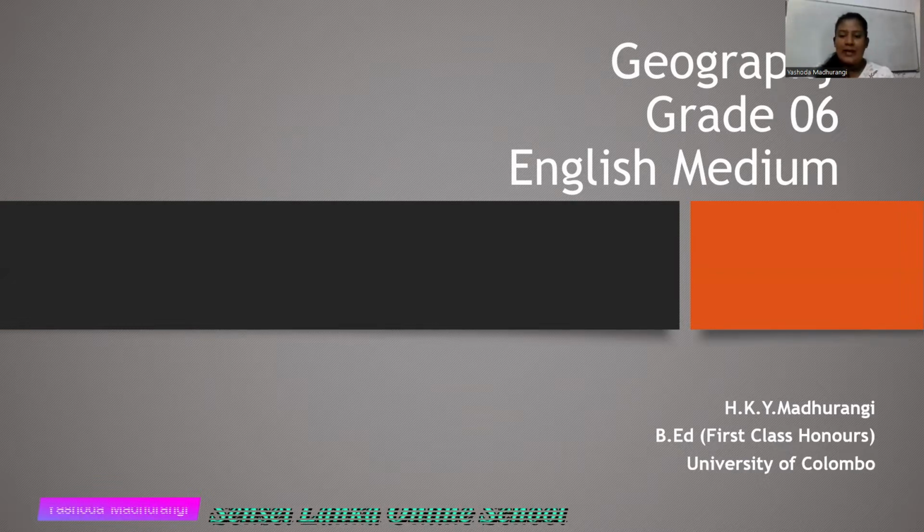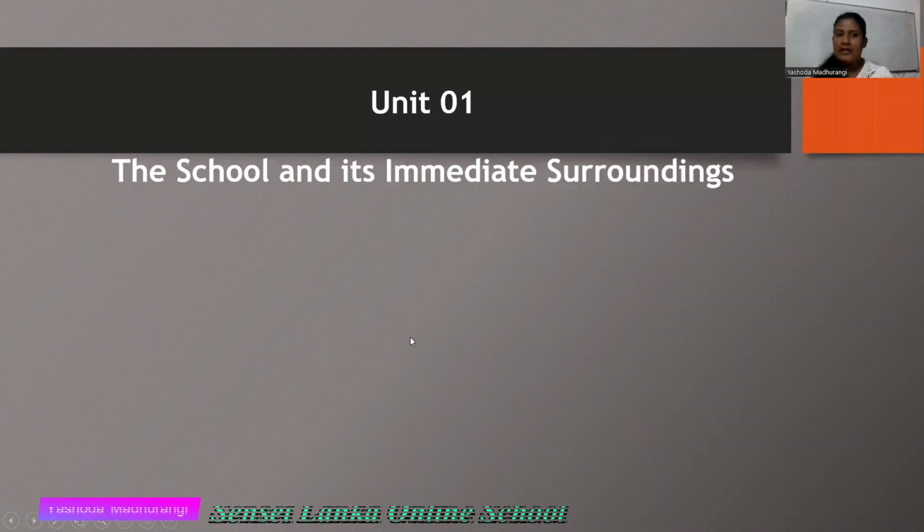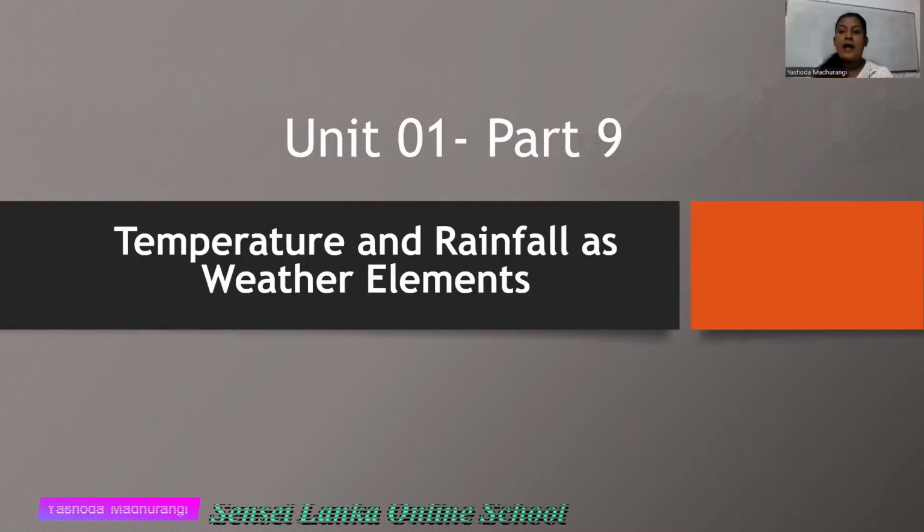So today I'm here with unit number 1, the school and its immediate surrounding, part 9. So what are the earlier parts? I have done several topics earlier.